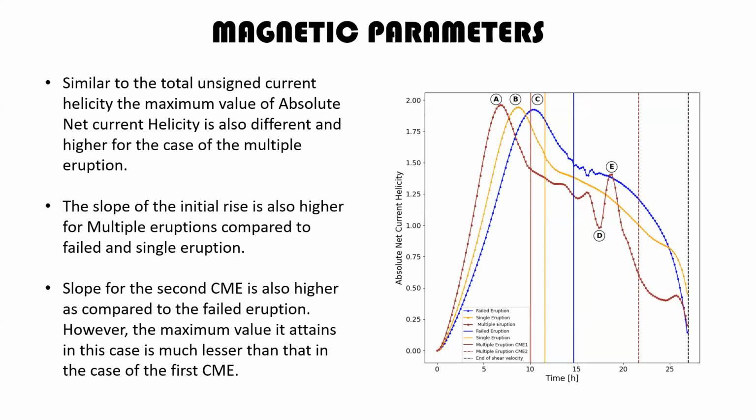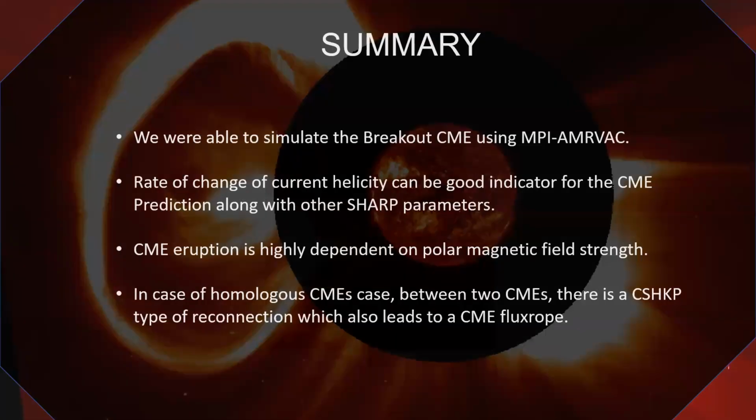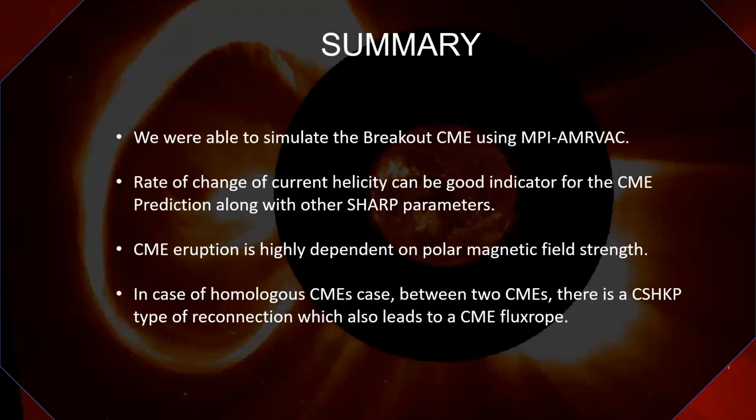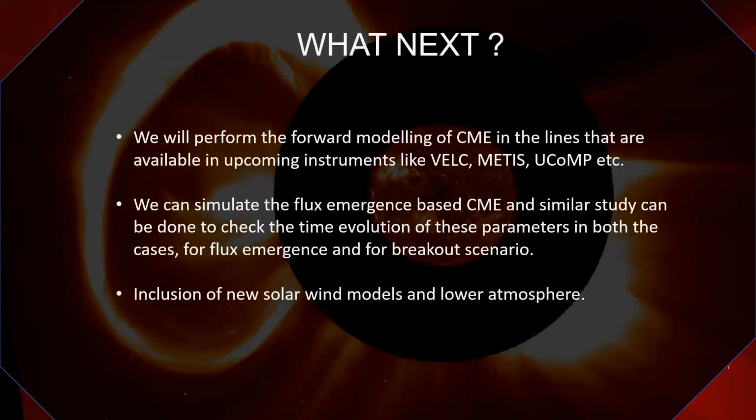So this is one of the major points we get from this study. To summarize this work, we were able to simulate the breakout CME using MPI-AMRVAC, and the rate of change of current helicity can be a good indicator for CME prediction along with other SHARP parameters. And CME eruption is highly dependent on the polar magnetic field strength. In the case of homologous CMEs, meaning multiple CMEs, we get two CMEs as a result of breakout reconnection, and one is the standard flare type of reconnection. In the coming work, we are currently performing the forward modeling of this CME scenario.